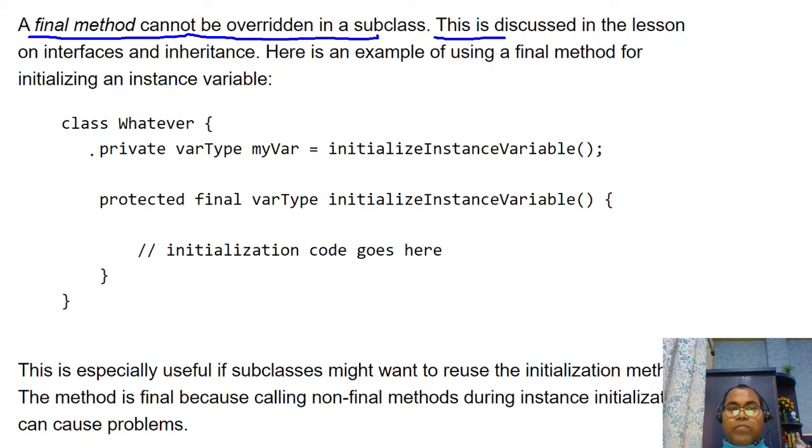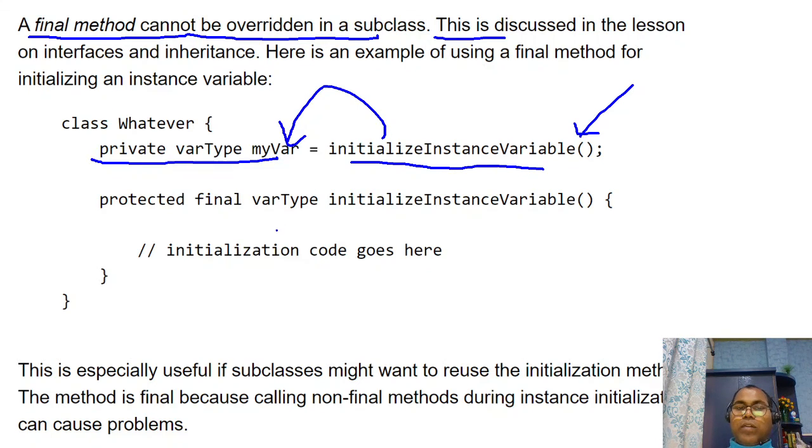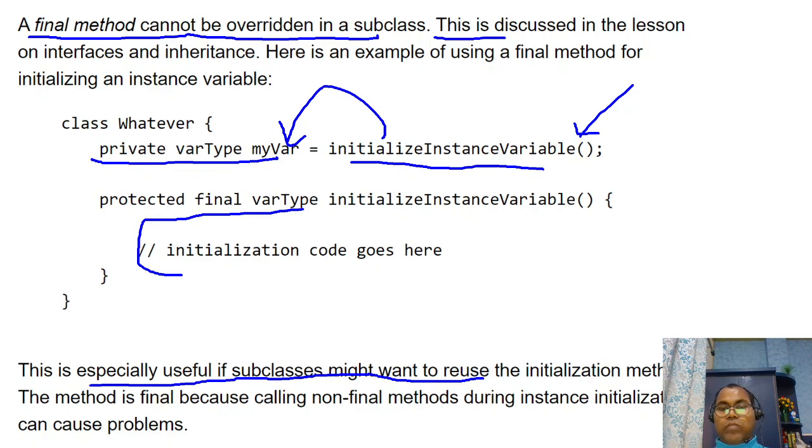This we discuss later as well. So if you declare some instance variables, you can use a method as well. Just like in the case of a static variable, we can write one private static method, and we can initialize our variable with the value returned by this method. Similarly, you can write it here. It is especially useful if the subclass might want to reuse the initialization method. Sometimes you initialize the same value for multiple variables. That time you just write one method, and that method can be reused.